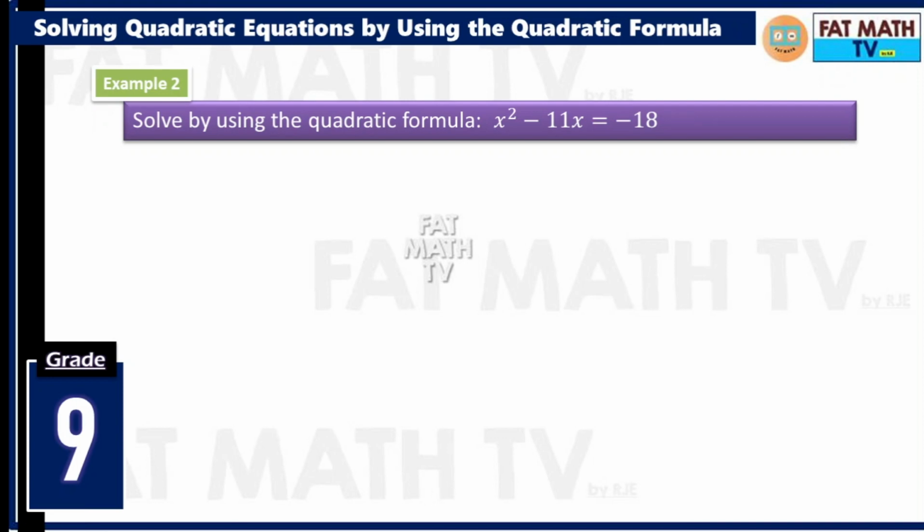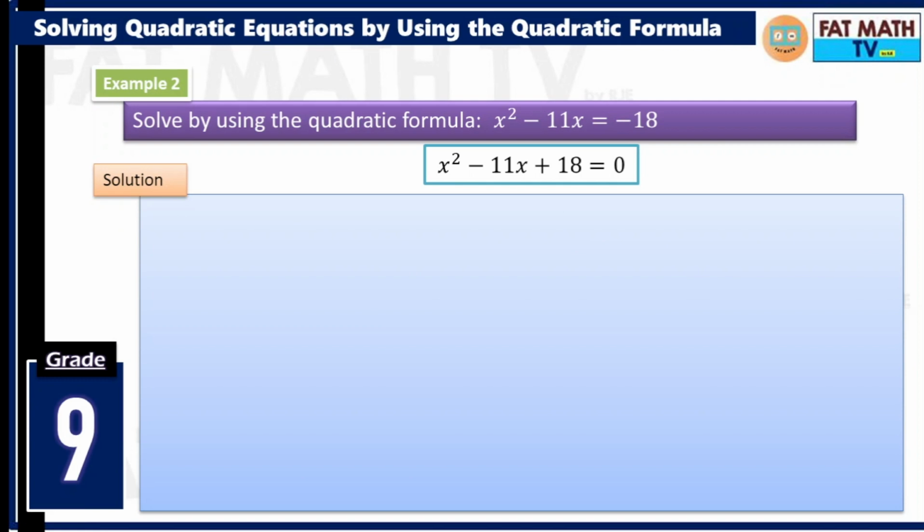So we need to transfer this negative 18 to the left so that we will have x squared minus 11x plus 18 equals 0. What is a? A is the coefficient of x squared, so that is 1. How about b? B is the coefficient of x, so that is negative 11. And what is c? C is the constant term, so c is positive 18.